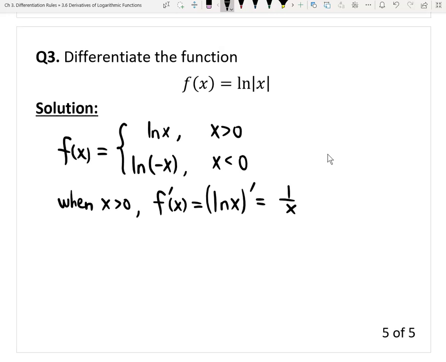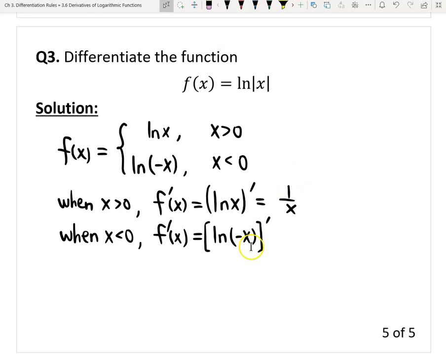Now we go to the second case, when x is less than 0. How about the derivative? The derivative of f should be equal to this. Let me copy this function first. Take the derivative of this term. This is a composite function, so what do we have to do? We have to use the chain rule.